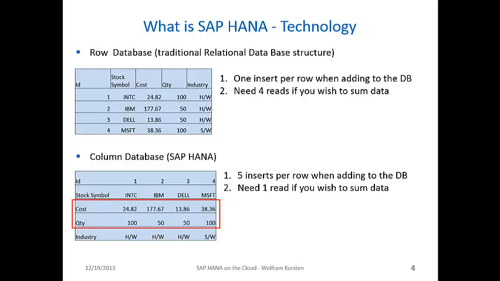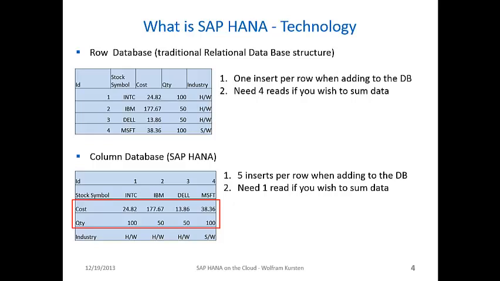But let's look at it from the other side. If you want to read and, for example, sum the data, all you have to do is, if you want to sum cost, that would be one read, because the data for all 4 records are read immediately, and then the quantity is also read as one read.